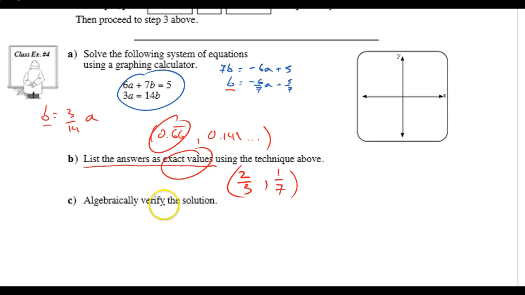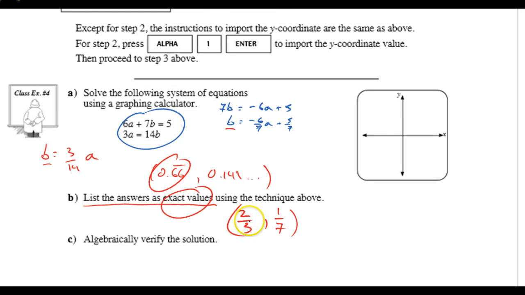Again, you can verify that algebraically by substituting this for A and this for B in your above equations. And I'll let you go ahead and do that.